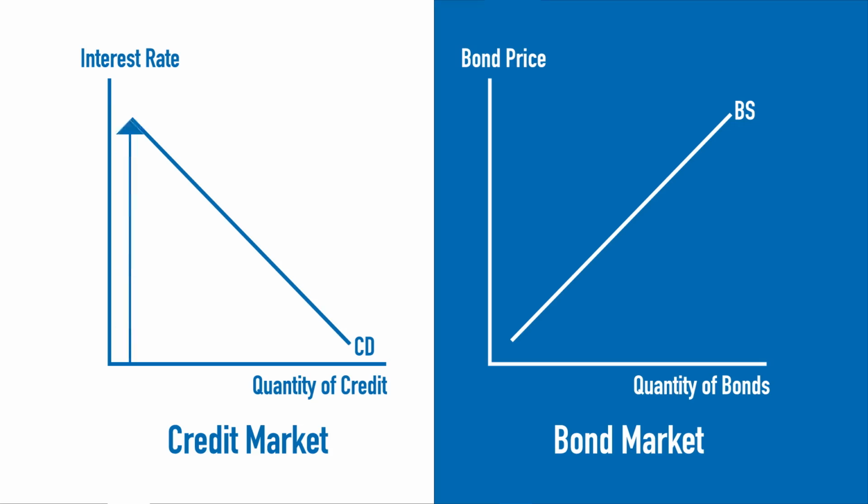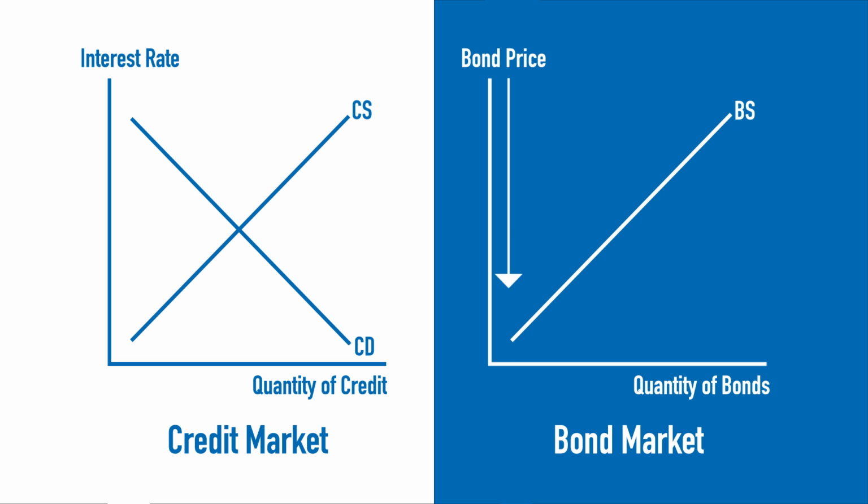Conversely, the people who are making the loans, they're supplying credit. And the higher the interest rate, the more credit they're going to want to supply. So the supply curve is upward sloping in the credit market. But if they're supplying credit, they're demanding bonds. And what's going to happen is the lower the price of the bond, the more bonds they're going to demand.